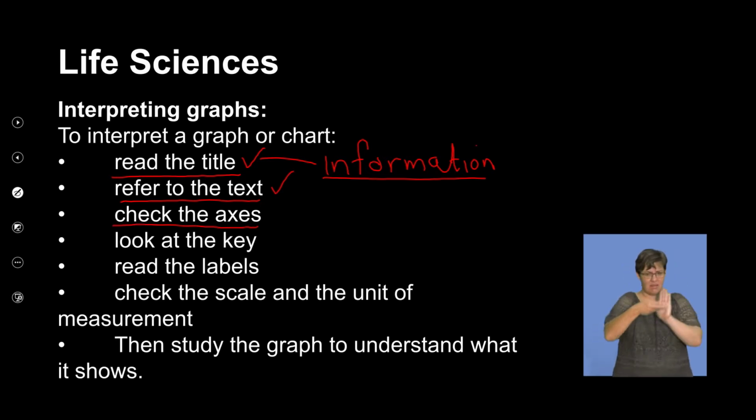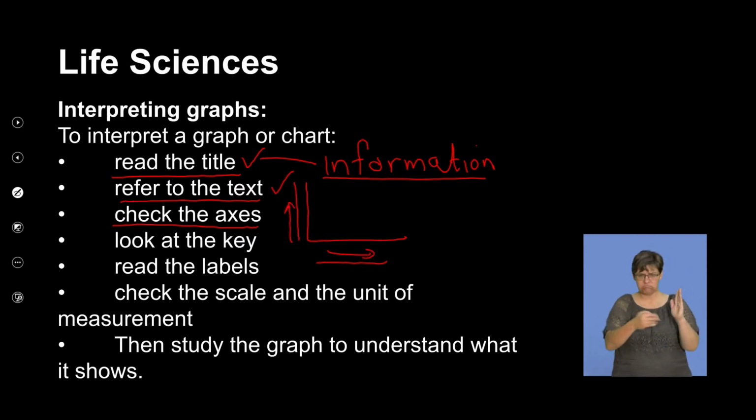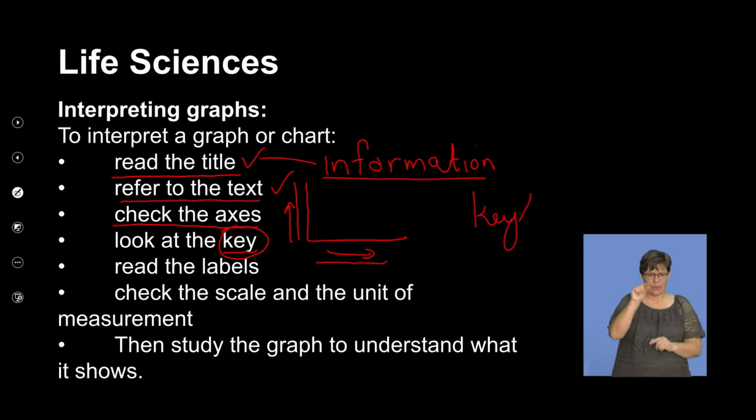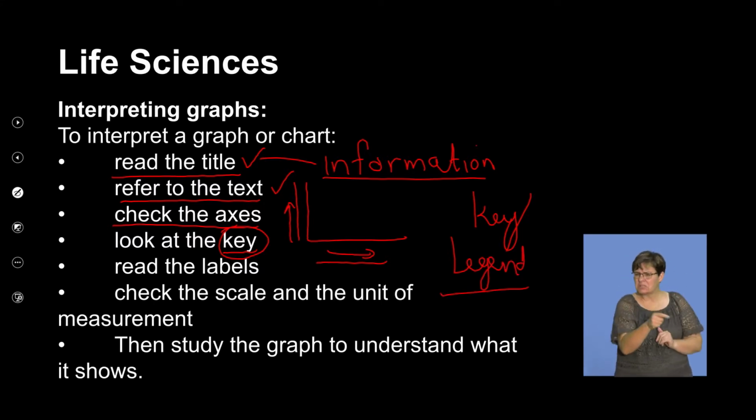Check the axes. The axes are labeled to give you information. So this tells you the trend. It describes to you what is being collected. Look at the key. The key is fundamental to understanding what is being depicted in the graph. So the key, or in some textbooks they refer to it as the legend, is important in giving you information about what is being plotted.